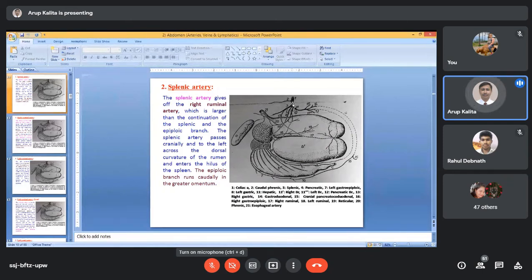The splenic artery arises from the celiac artery. It will give one branch that is called the right ruminal artery, and this right ruminal artery is number 17. The right ruminal artery is arising from the splenic, but it is very big, even bigger than the continuation of the parent vessel.